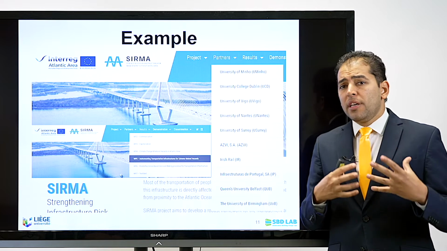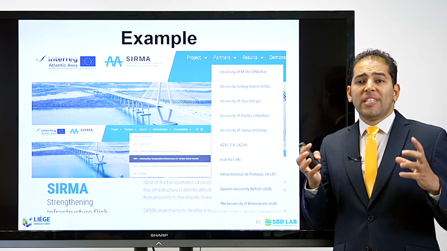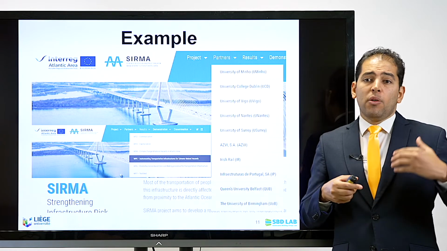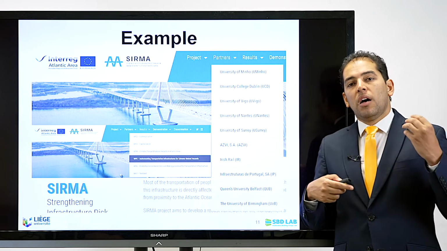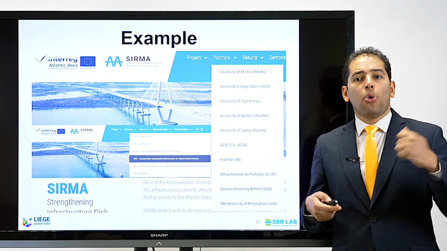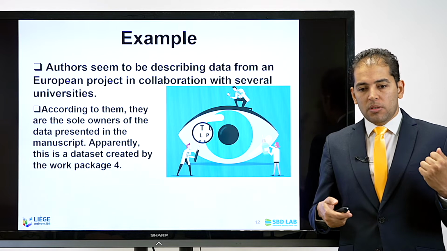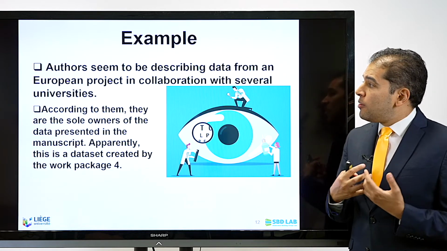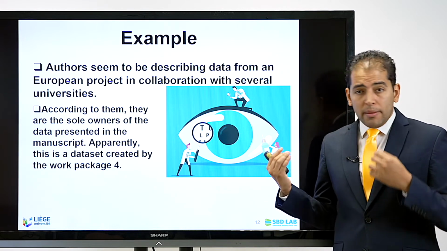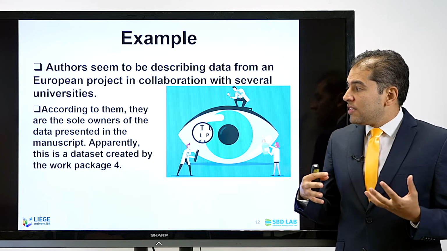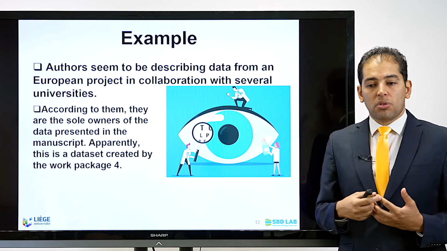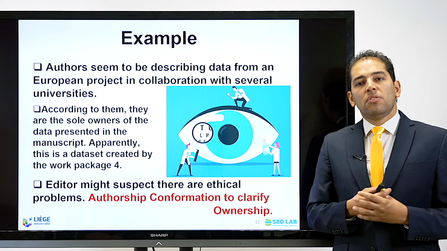Those scientists working in this project generated data sets. Here come the questions. Who is the owner? And if they want to publish this data set in a data article, who will be the owner and how will they sign an authorship or ownership agreement? So here, the author seems to be describing the data from a European project in collaboration with several universities. According to them, they are the sole owners of the data presented in the manuscript. Apparently, this is a data set created by Work Package 4. So here comes the question, what should the editor do?